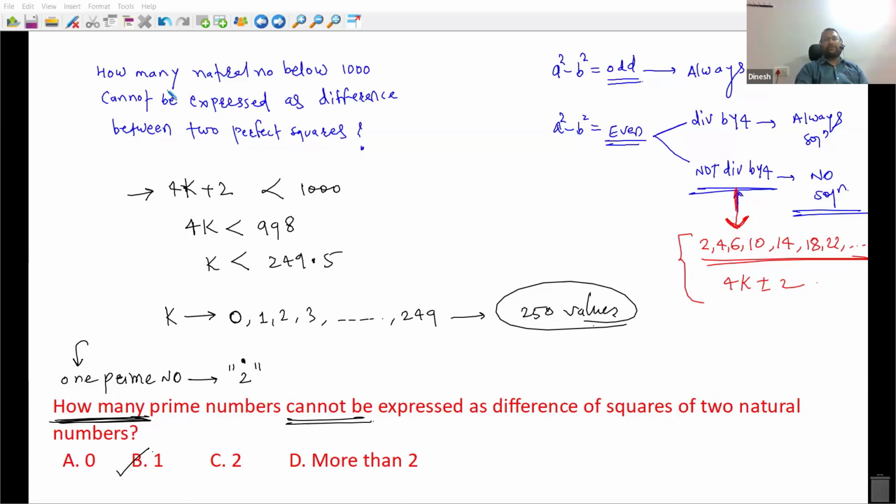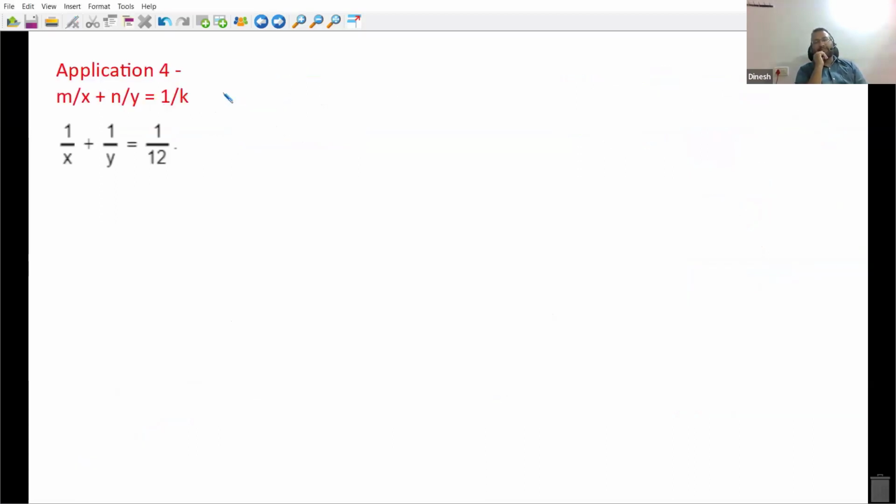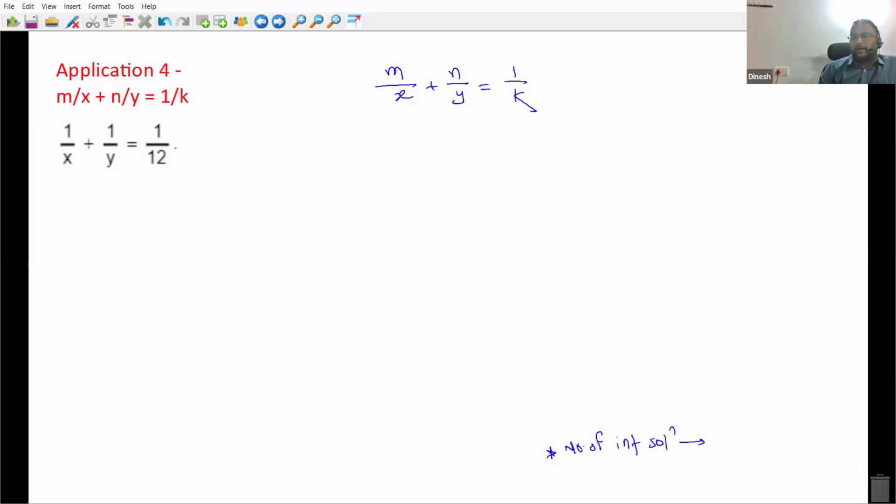The next application is these kind of questions, everyone. The next application of the factors is the questions like m divided by x plus n divided by y is equal to 1 divided by k. Okay. So over here, the questions are going to be what? Number of integral solutions and the number of positive integral solutions.